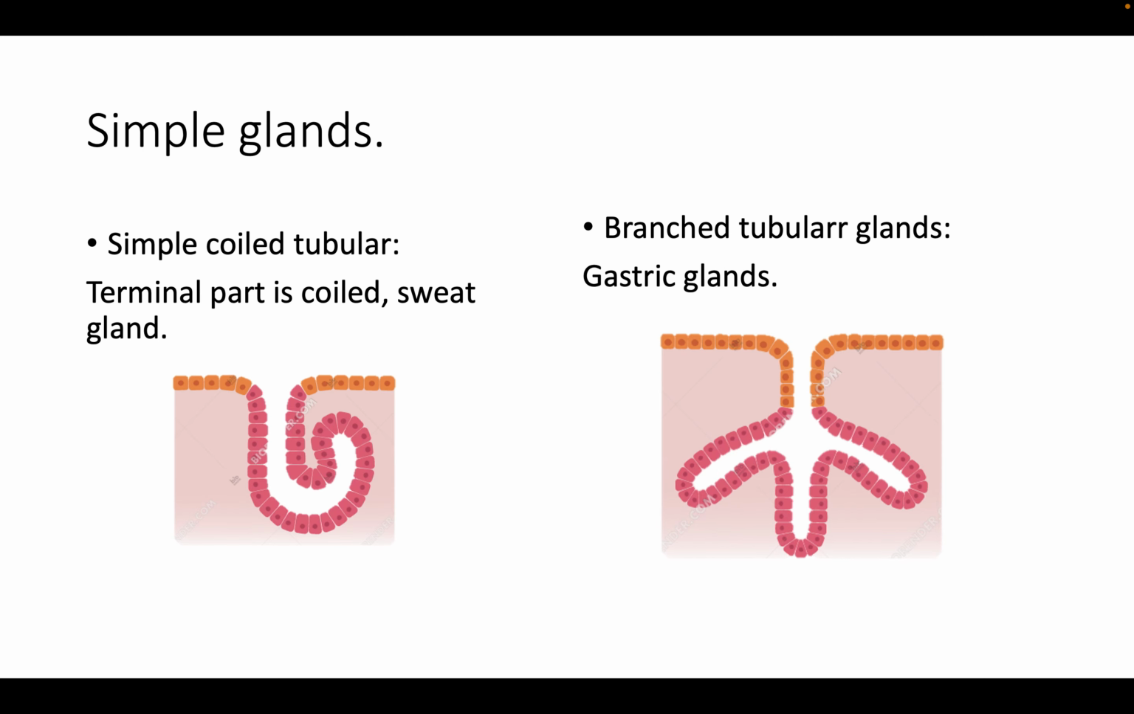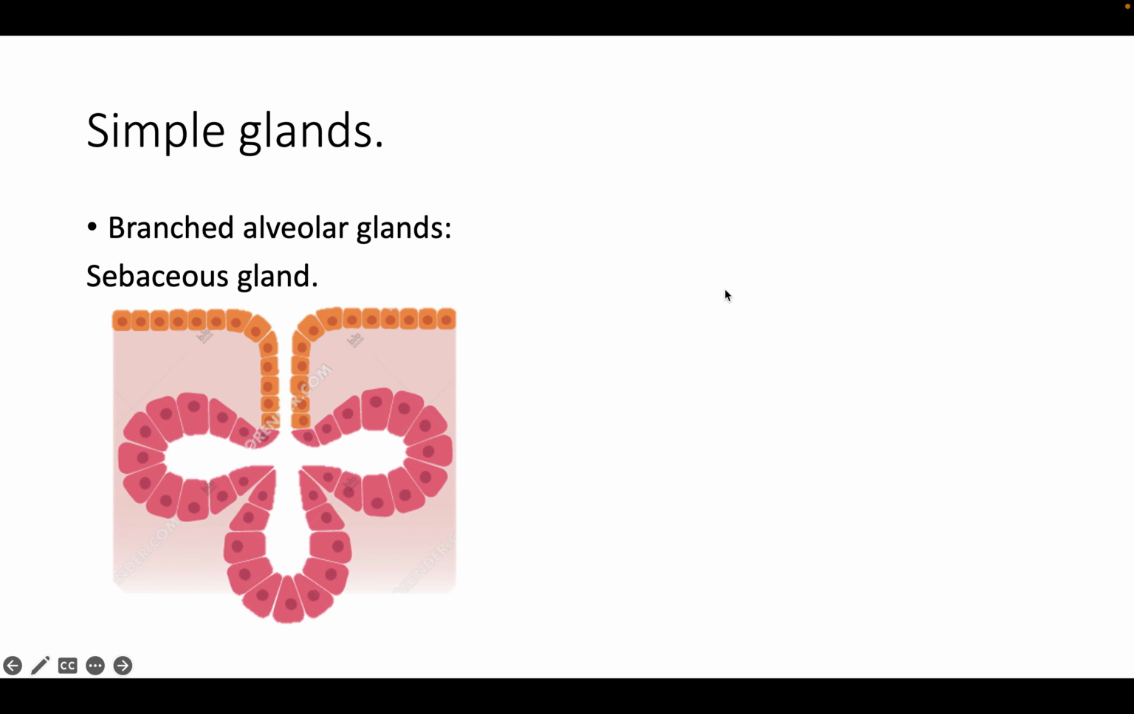For example, the sweat glands. This is the simple coil. Now, this is an oversimplification, but it can be coiled more than this. In the simple coiled tubular, we have the secretory part coiling up to form a longer tube, but that is coiled within itself. And then tubular can also be branched. This is still under simple, and a good example of this is the gastric glands. And this is also another example of the simple branched but alveolar.